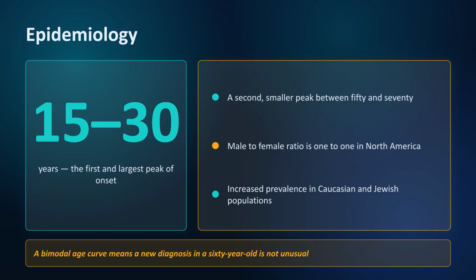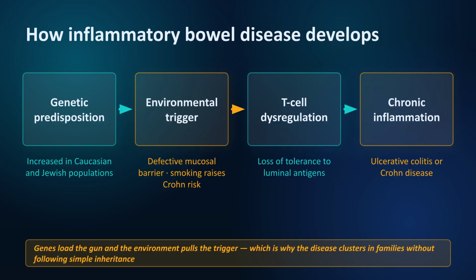And note the family history in our patient, a relative with Crohn disease. Inflammatory bowel disease clusters as a family, not as one specific diagnosis. Follow the chain across the screen. It begins with genetic predisposition, and prevalence is higher in Caucasian and Jewish populations. Then an environmental factor is added. A defective mucosal barrier is central, and smoking specifically raises the risk of Crohn disease.